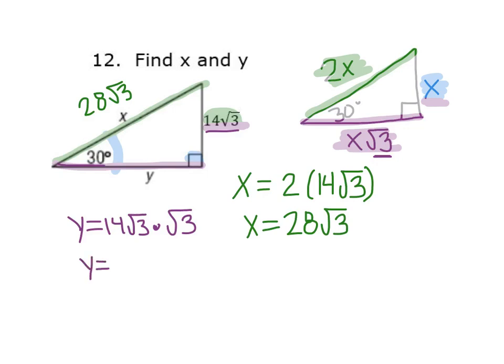Y equals 14 square root of 9. 9 is a perfect pair of 3's. So basically, this square root of 3 times square root of 3, they undo each other. So what we're really doing is y equals 14 times 3, which means y has a value of 42.